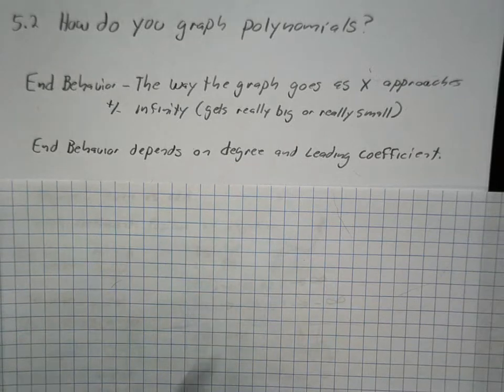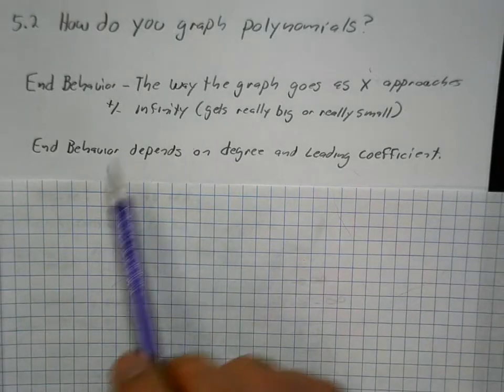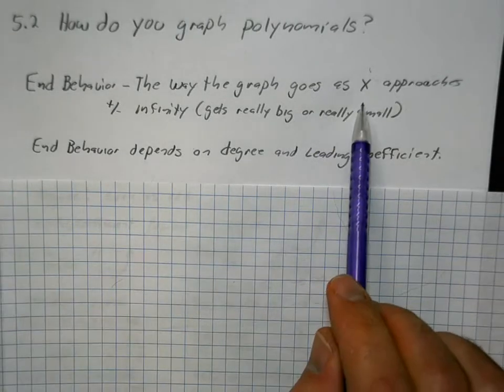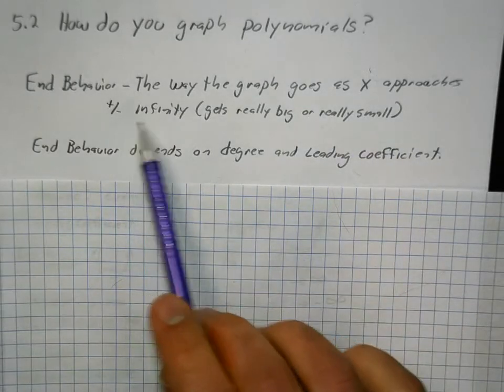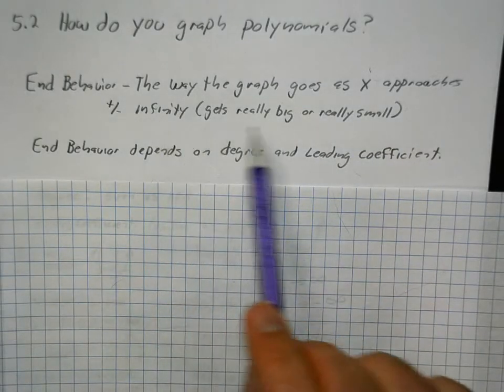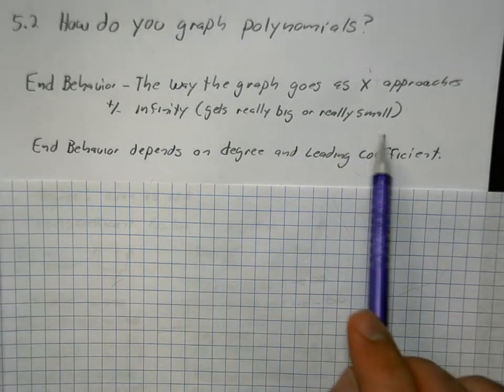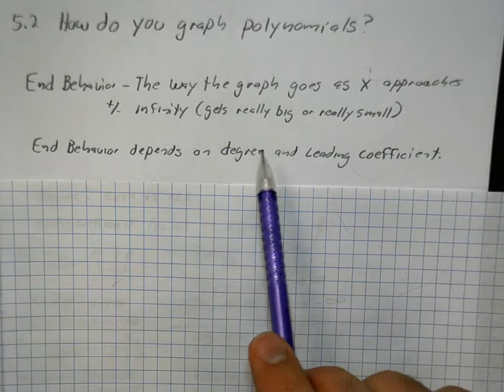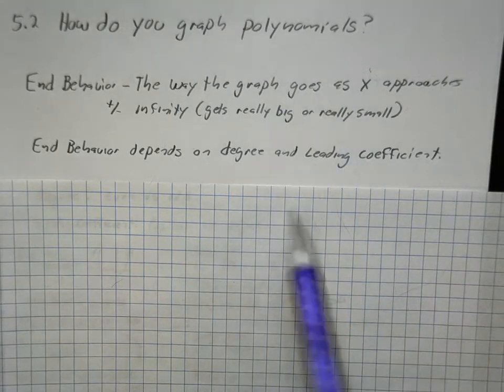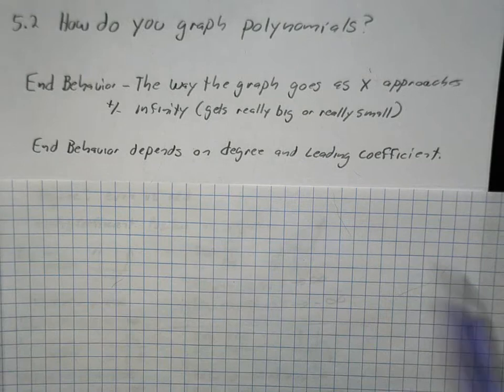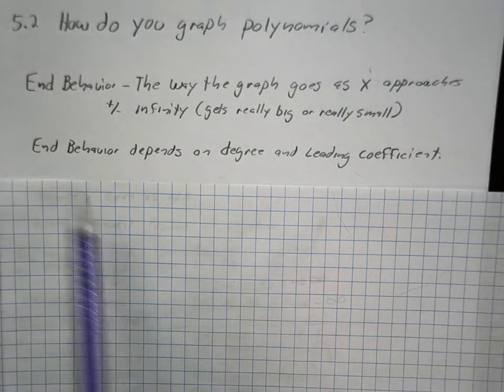Okay, so in order to graph polynomial functions we have to look at what's called the end behavior. End behavior is the way the graph goes as x approaches positive and negative infinity. So as x gets really big or really small. Basically, we're looking at what happens on the right side of the graph and the left side of the graph. For polynomial functions, either the graph is going to increase towards infinity or decrease. It's not just going to stop. Okay.